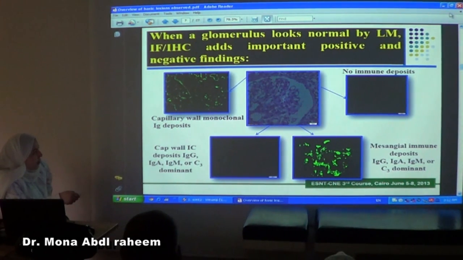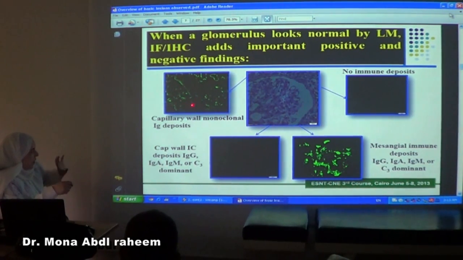We can find immunoglobulin deposition in the mesangium like this. Mesangial deposition of immunoglobulin, either immunoglobulin alone or in association with complement or only complement. Here, this is the mesangial site, as we described in the first slide. We can also find the deposit not in the mesangium, but here in the capillary wall.